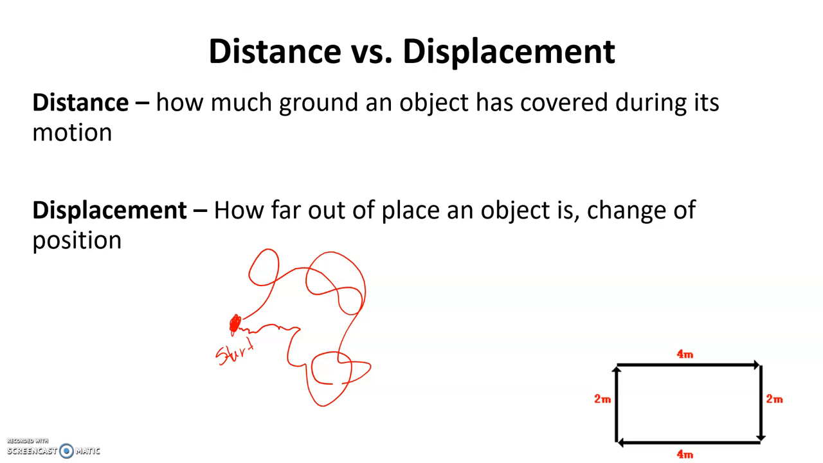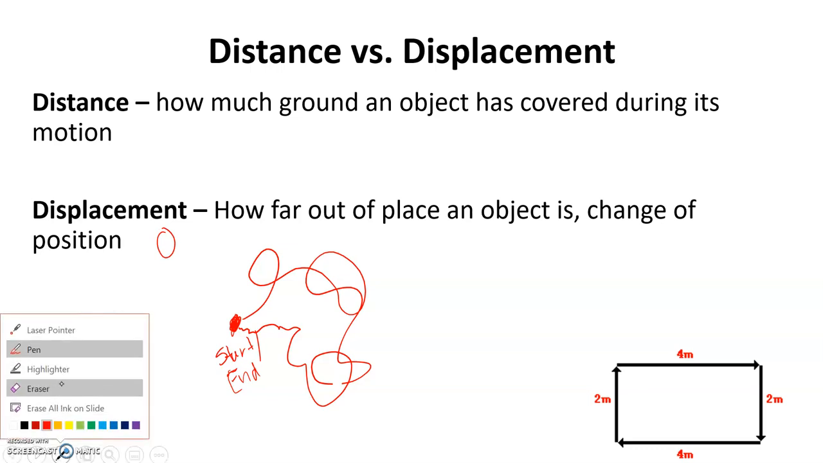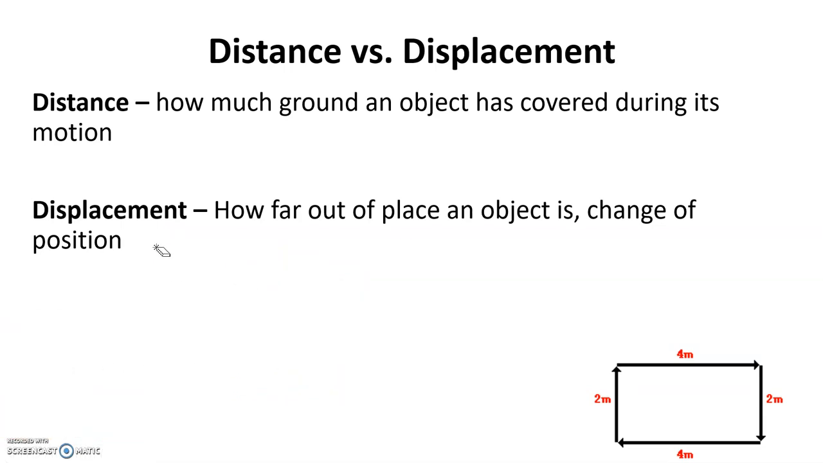If I start and end exactly where I began, then I would have what we call zero displacement. However, if I looked at my total ground covered with my squiggles, I know that I covered a really, really large distance. And so we have to be a little bit careful. If we talk about track problems, oftentimes the displacement there is zero. Distance would be however many laps there are. So that's the difference between distance and displacement.